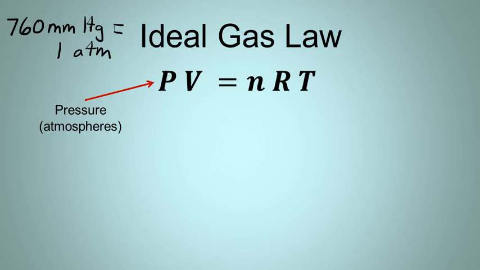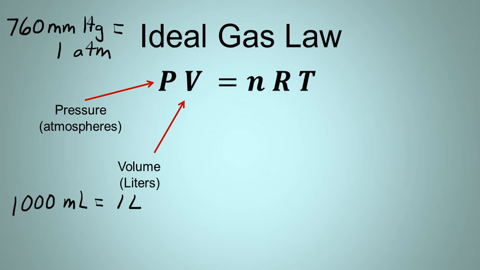V, as you might have guessed, is for volume. And in this equation, volume has to be in liters. And once again, if you're given something that's not in liters, you have to convert it. So if you're given a volume in milliliters, you have to use the fact that there are 1,000 milliliters in 1 liter. Or if you're given something in cubic centimeters, which happens to be the same thing as a milliliter, you need to know that there are 1,000 cubic centimeters in 1 liter in order to solve that problem.